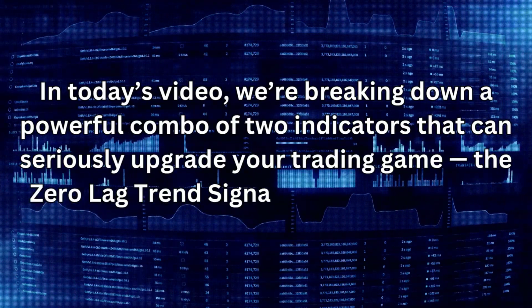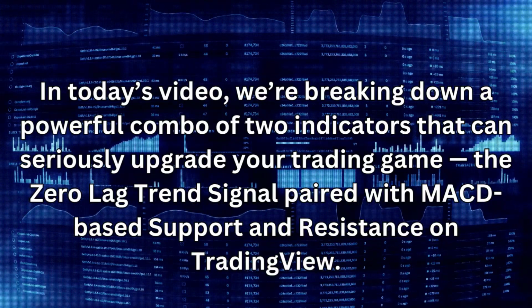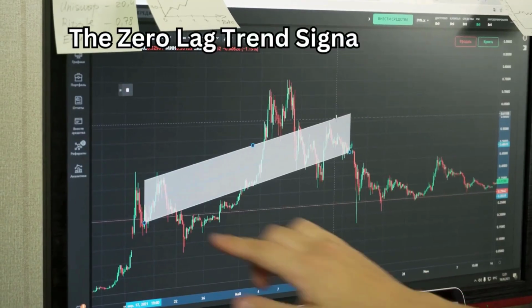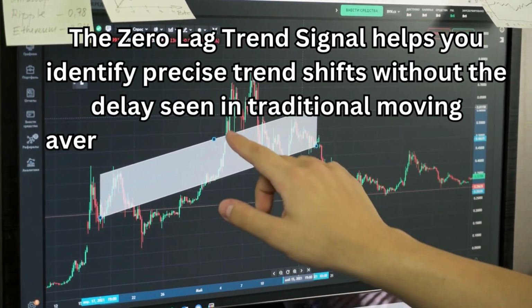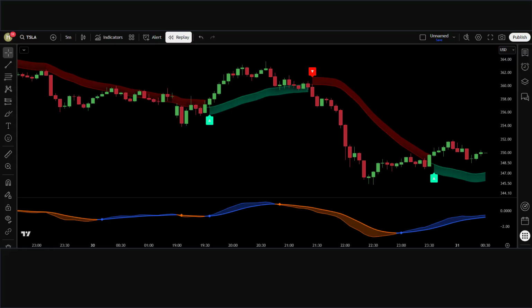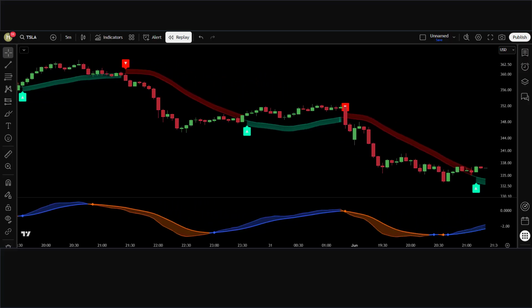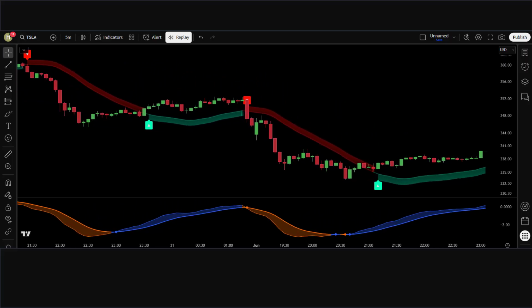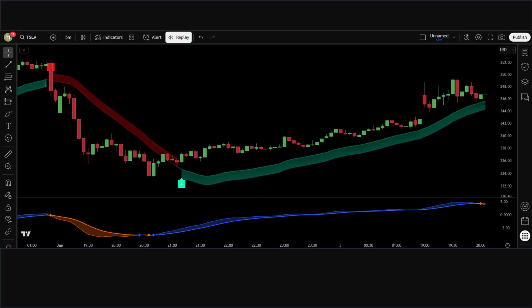In today's video, we're breaking down a powerful combo of two indicators that can seriously upgrade your trading game: the zero-lag trend signal paired with MACD-based support and resistance on TradingView. The zero-lag trend signal helps you identify precise trend shifts without the delay seen in traditional moving averages, giving you faster entries and cleaner exits. On the other hand, the MACD support and resistance tool dynamically marks key zones based on momentum strength, making it easier to spot bounce and breakout opportunities.